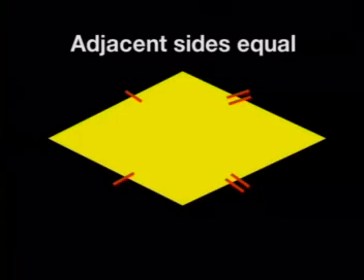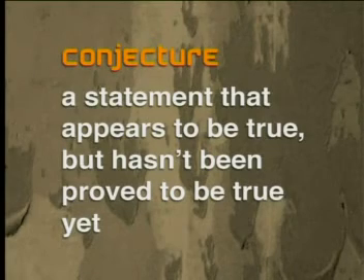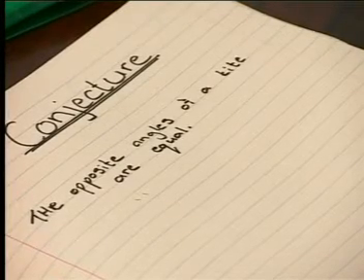Remember, when we classified kites, we saw that they had two pairs of adjacent sides equal. But can you use this property to make a conjecture about the angles of any kite? What's a conjecture again? Good question. A conjecture is a statement that appears to be true, but hasn't been proved to be true yet. Well, I think the opposite angles of a kite could be equal. That could be our conjecture. I suppose it can. So our conjecture is the opposite angles of a kite are equal.